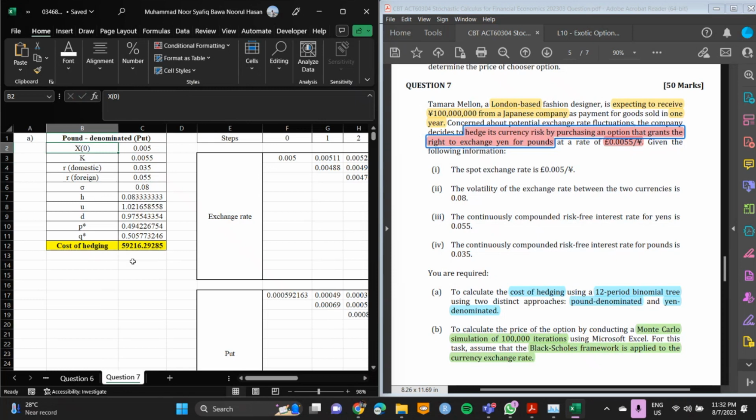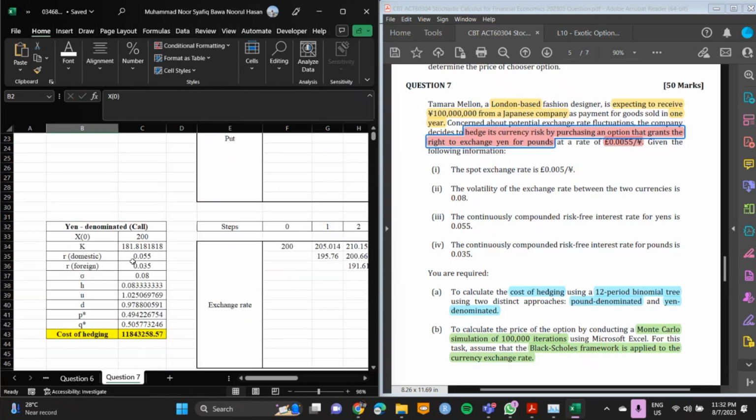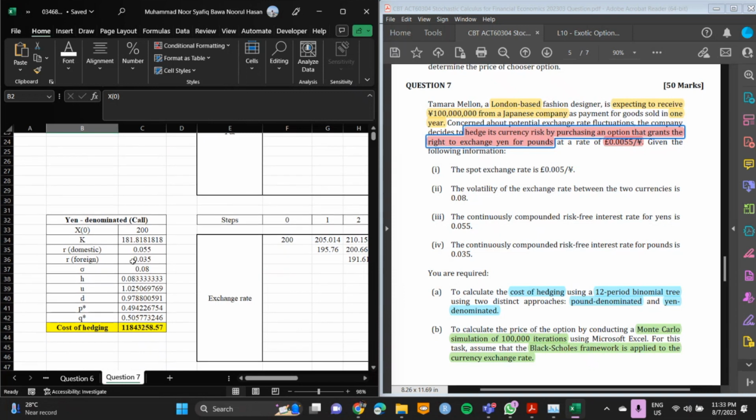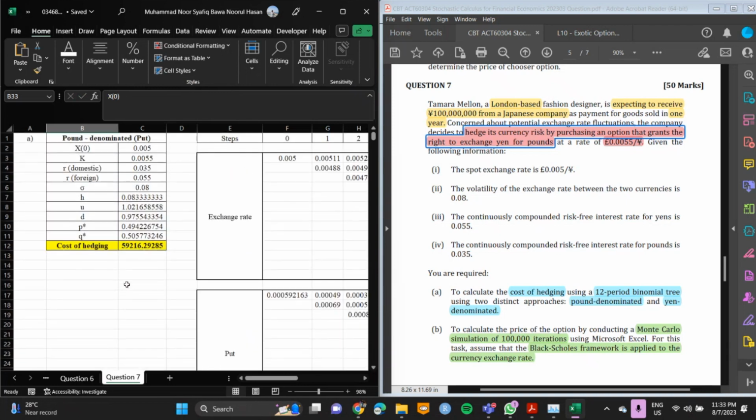In order to do the yen denominated, I must assume myself as Japanese, where the domestic currency is yen and the foreign currency is the pound. So I get 100 million yen after 1 year. Since I'm getting my domestic currency, I can use the 100 million to buy pounds. For this buying activity, the right to buy, we use call. So for yen denominated we use the call, and for pound denominated we use the put to find the cost of hedging.